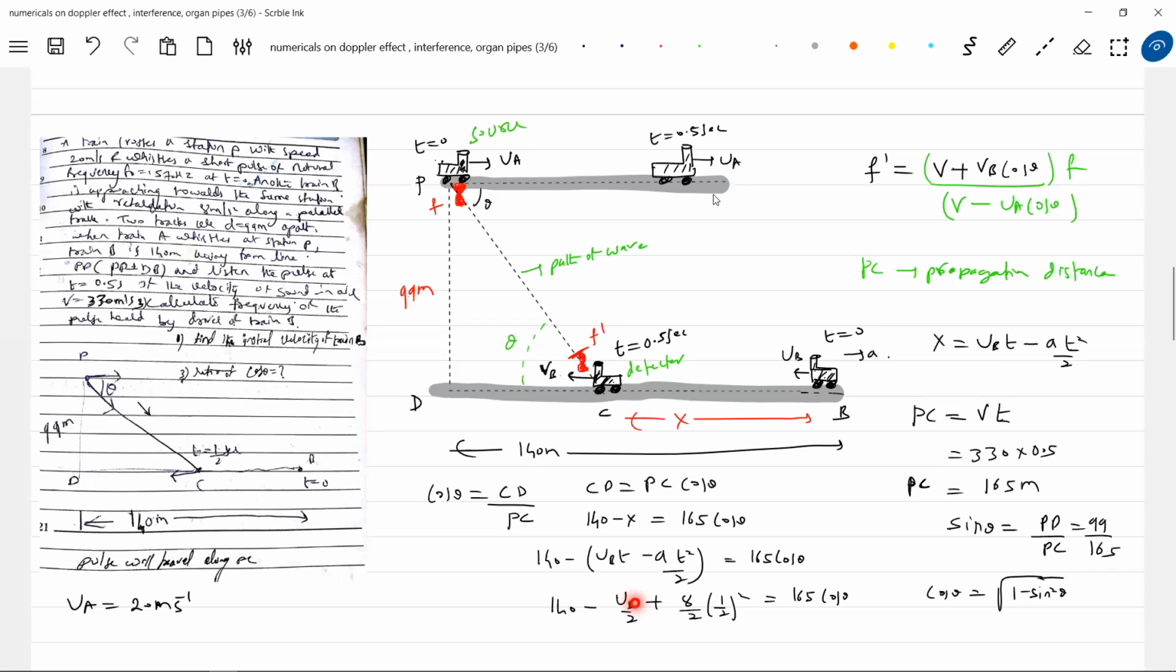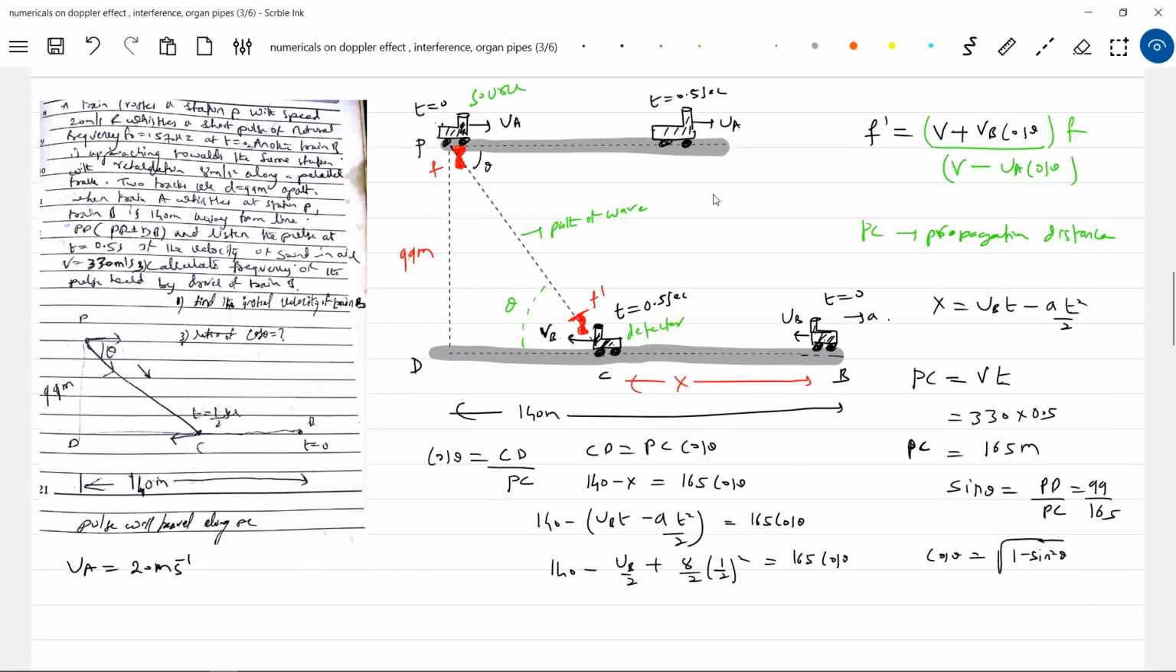After getting this initial velocity, what is needed? We needed VB. How to bring VB? VB is equal to UB minus A into T. A is how much? 8. This is 1 by 2. So UB minus 4. I'll get the value of VB. That I'm going to substitute, and I'll get the apparent frequency. Okay, fine. Very good problem. It's just kinematics that is troubling you. Doppler effect is only a small idea. Finish over here.